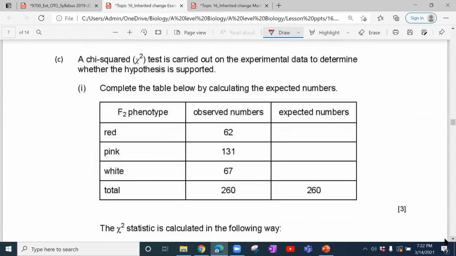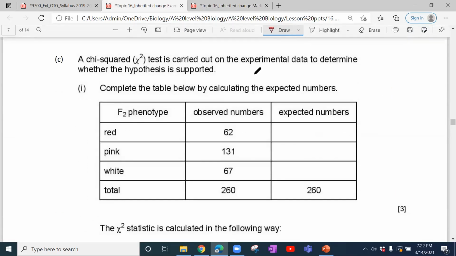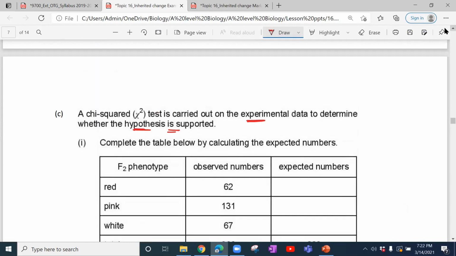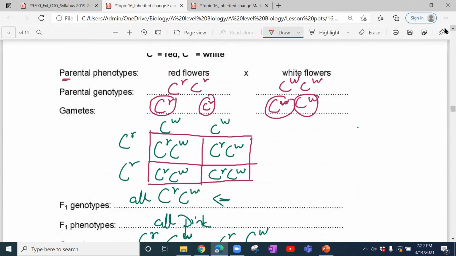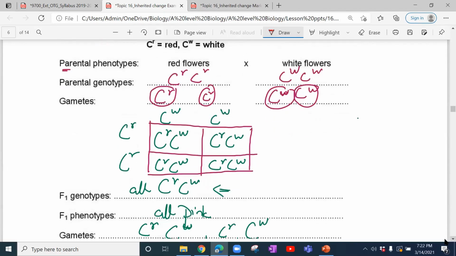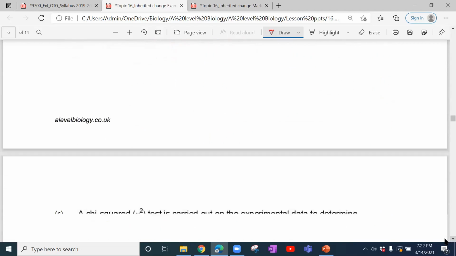All right. Now they're saying a chi-squared test is carried out on the experimental data to determine whether the hypothesis is supported. Remember, hypothesis हमारी जो थी, it was already given to us. And it said that flower color is controlled by a single gene with 2 codominant alleles. So now we have to use a chi-squared test. We'll use the formula and then we'll see whether we are accepting this hypothesis or we are supporting it. So let's look at the data now.